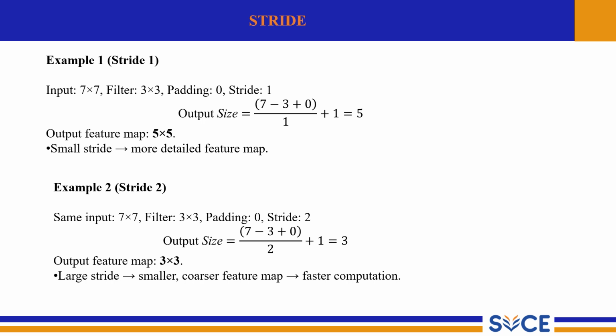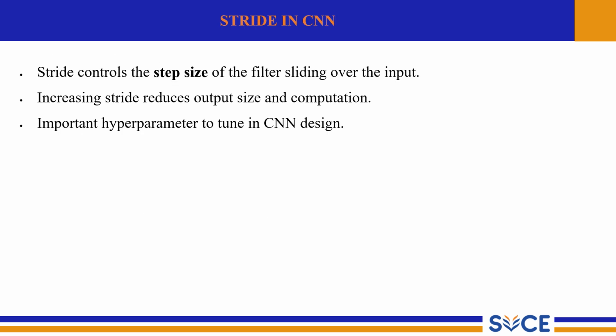So large stride takes bigger steps, while a smaller stride takes smaller steps in convolutional neural networks. Finally, the stride controls the step size of the convolutional filter as it slides across the input image. A larger stride means the filter moves in bigger steps, while a smaller stride moves the filter more slowly, covering more positions. Increasing the stride reduces the output size because fewer positions are covered, and it also reduces computation since fewer multiplications are performed.